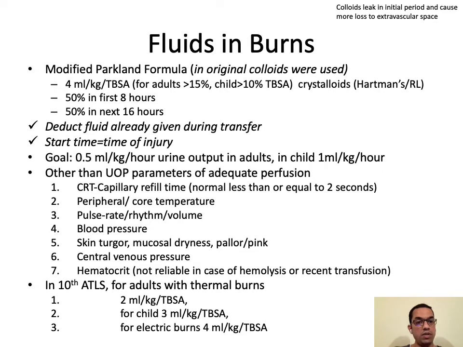Of these, 50% of the volume will be given in the first 8 hours and 50% in the next 16 hours. So this formula is only applicable for the first 24 hours. You will deduct any fluid which is already given during the transfer, and the start time you will consider as the time of injury. The goal is to maintain at least 0.5 ml per kg per hour urine output in adults, and in a child 1 ml per kg per hour.